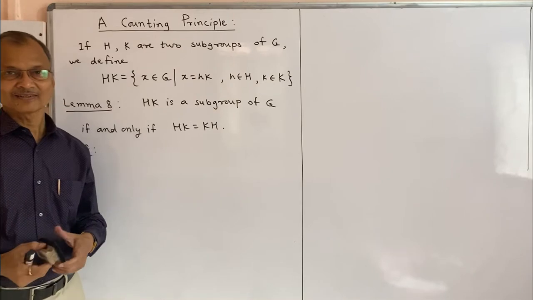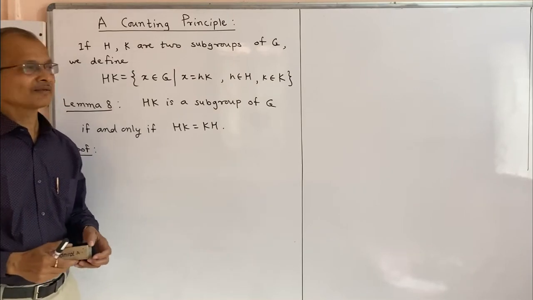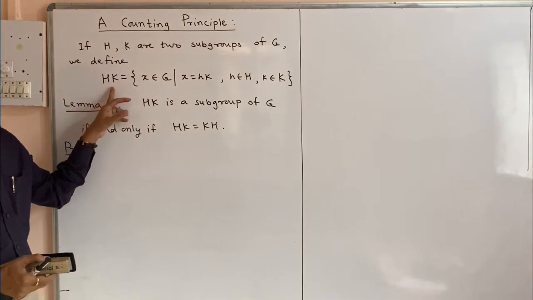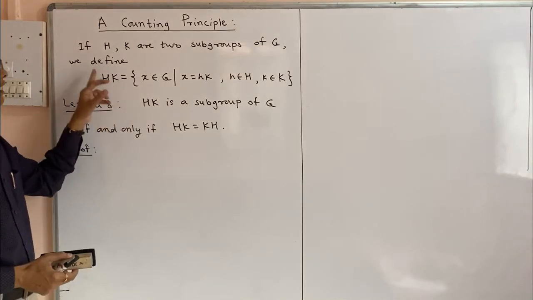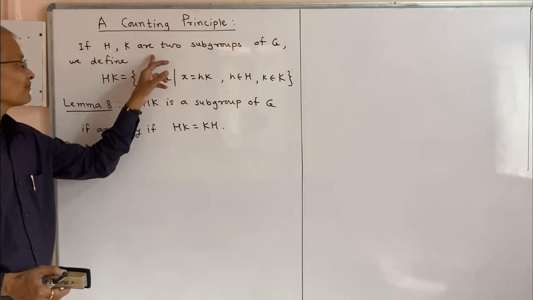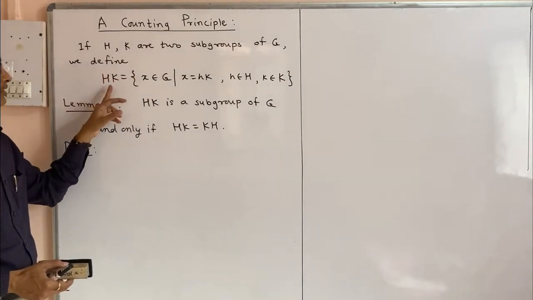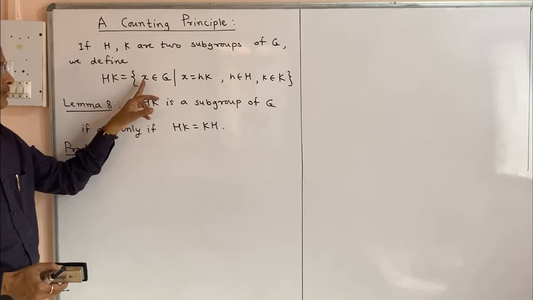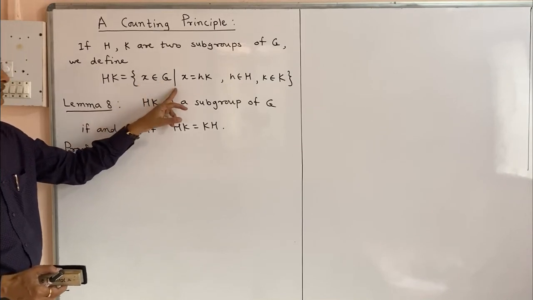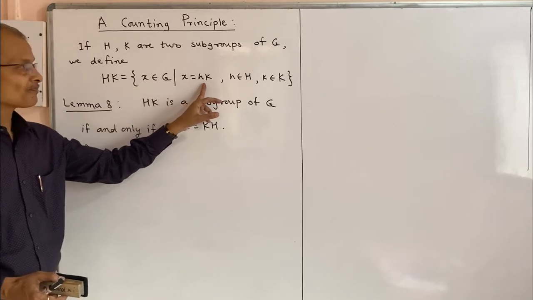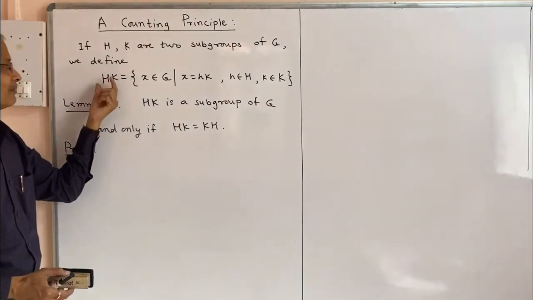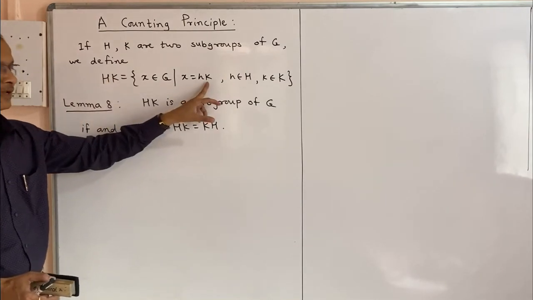Hello friends, now we shall study a counting principle. First we define this product set HK. If H and K are two subgroups of G, we define HK as the set of elements x belonging to G such that x is equal to hk, where h belongs to H, k belongs to K. That means every element in HK is of this form, hk.